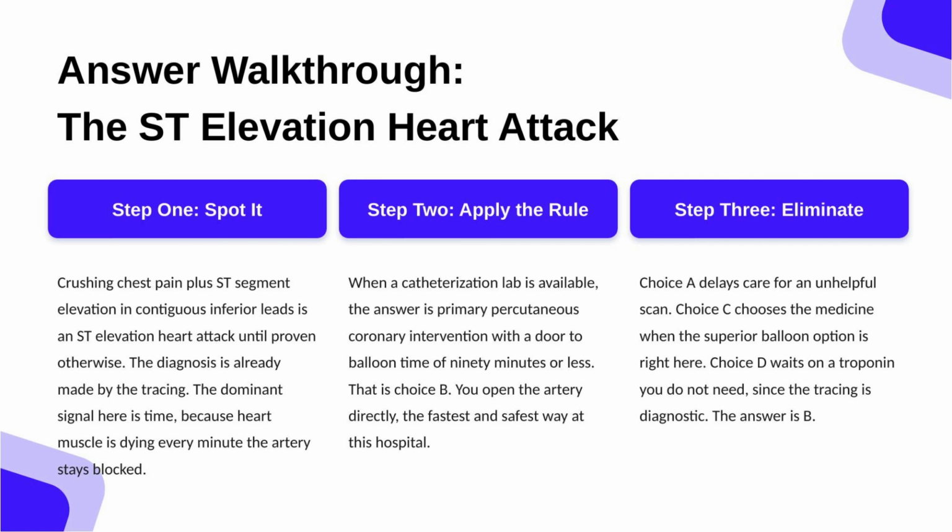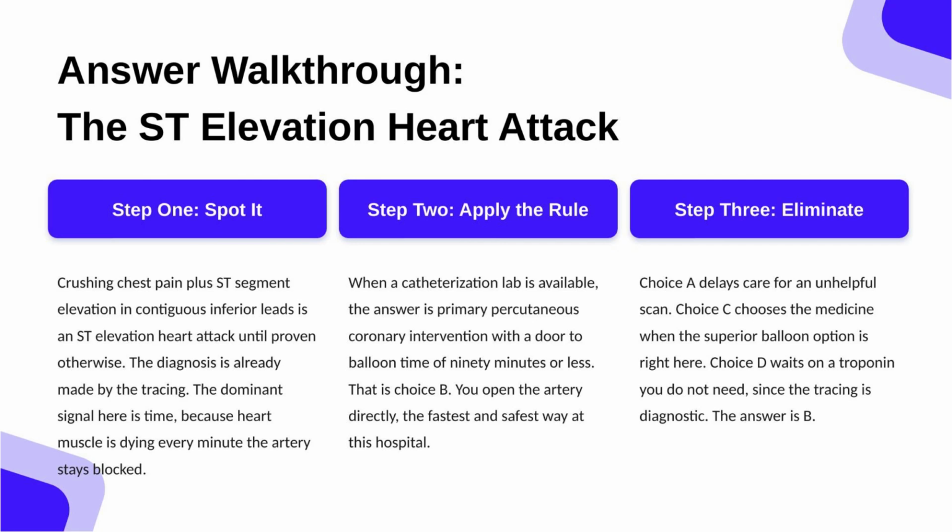Step 2. Apply the rule. When a catheterization lab is available, the answer is primary percutaneous coronary intervention, with a door-to-balloon time of 90 minutes or less. That is choice B, you open the artery directly, the fastest and safest way at this hospital.